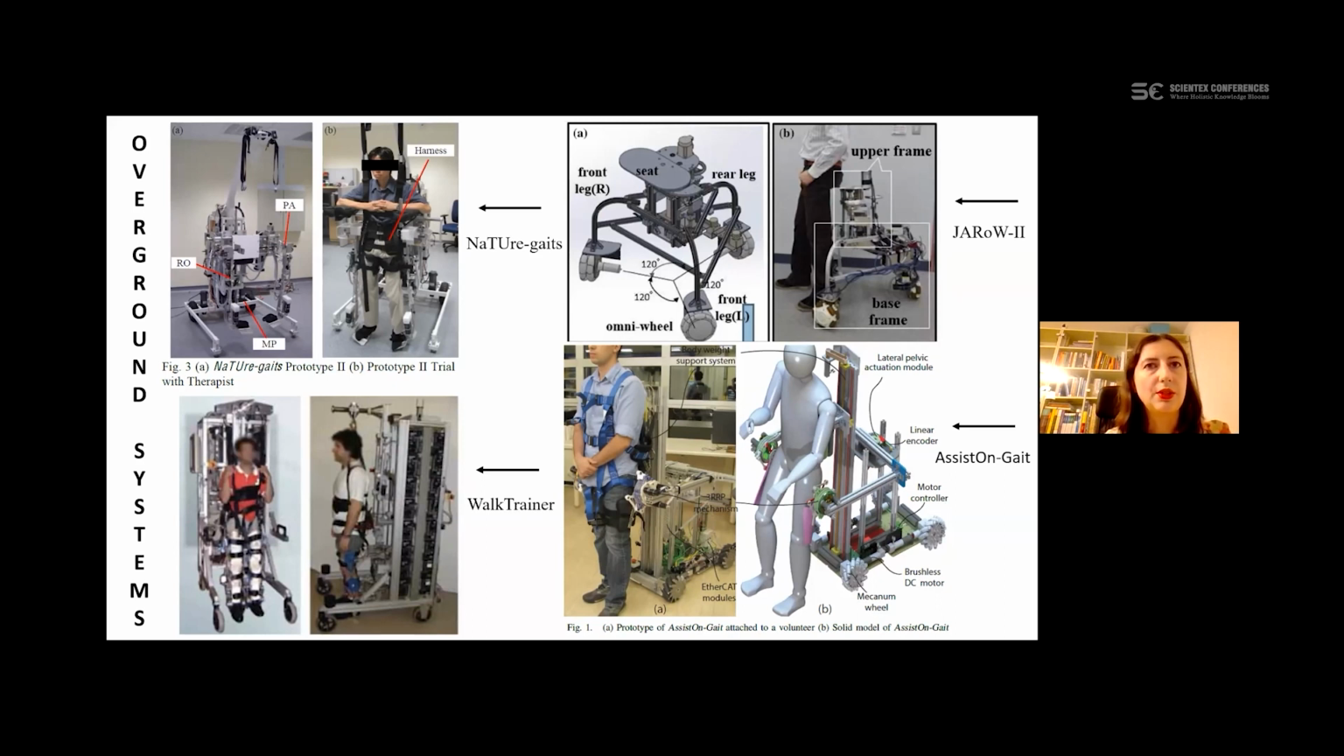Nature Gaits 2, which stands for Natural and Tunable Rehabilitation Gait System, Walk Trainer Gero 2, which stands for JACE Active Robotic Walker, and Assist on Gait are overground systems. They use a mobile base or platform for walking on flat surfaces.